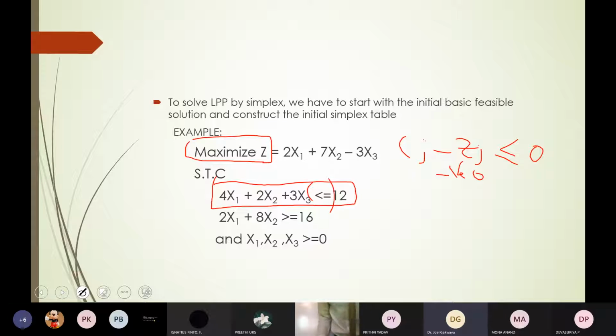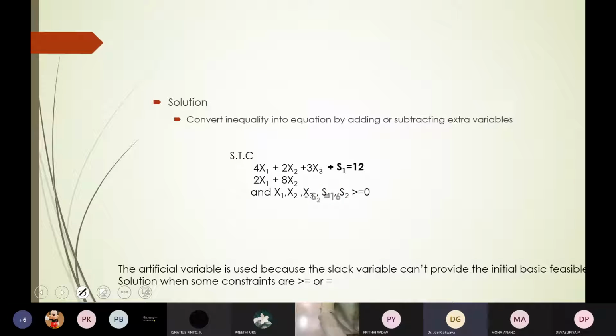So when we have lesser than, here we are going to introduce a slack variable. When it is greater than, we are going to subtract a surplus variable plus an artificial variable. Okay, artificial variable. That's what we're going to do here.